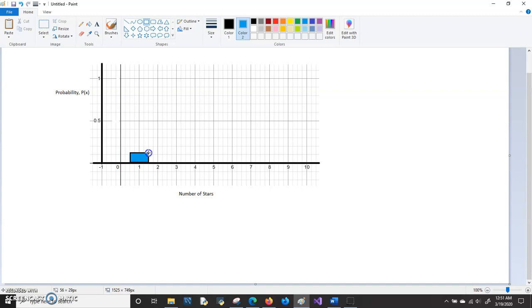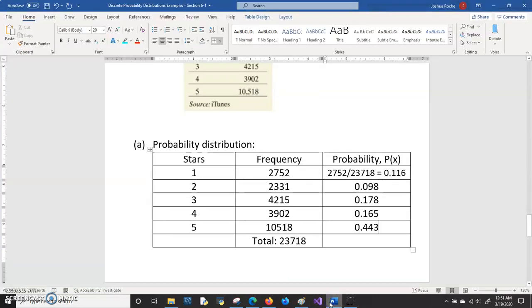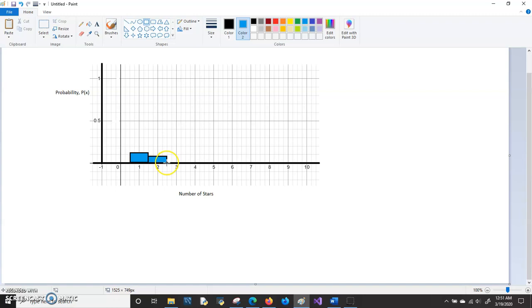There. The next one was 0.098, so that's a little bit lower. It's about there. 0.178, a little bit higher. 0.165, a little bit lower. And the last one was 0.443. And that's the highest. That's about there. So that's our probability histogram.